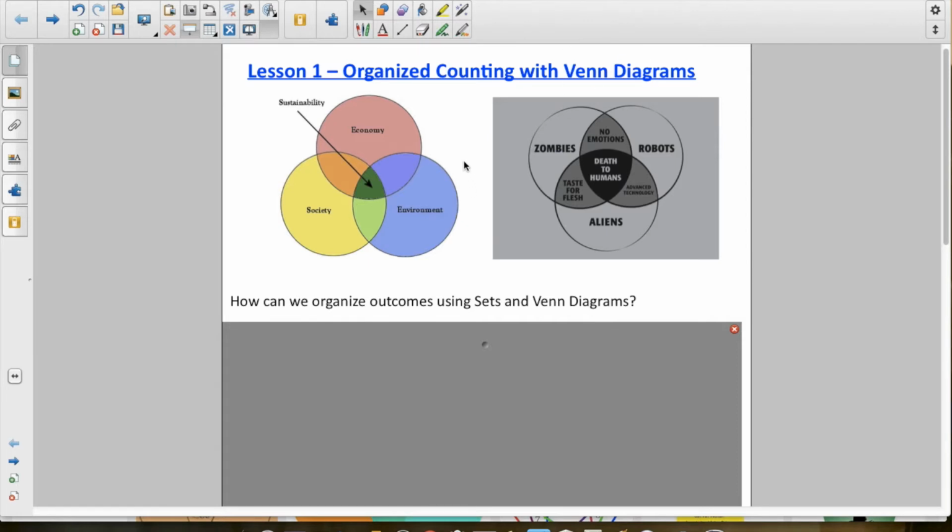Most people have seen Venn diagrams. There's a funny example if you've seen the movie The Fault in Our Stars or read the book. It's in the book as well, where there's a Venn diagram. You can look that up if you want.